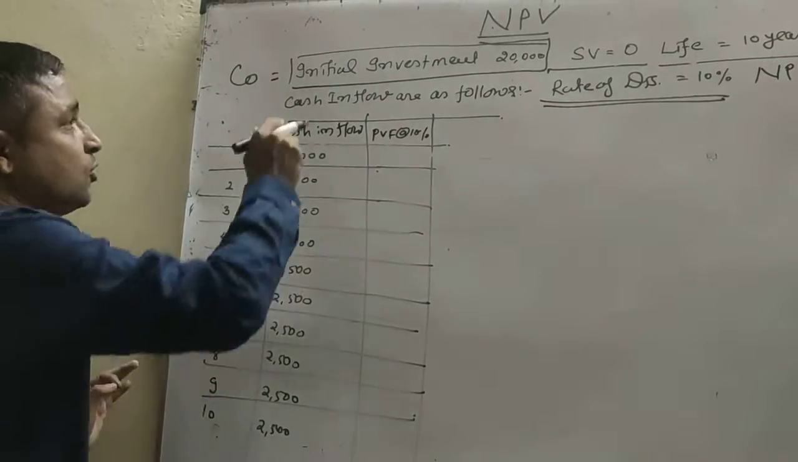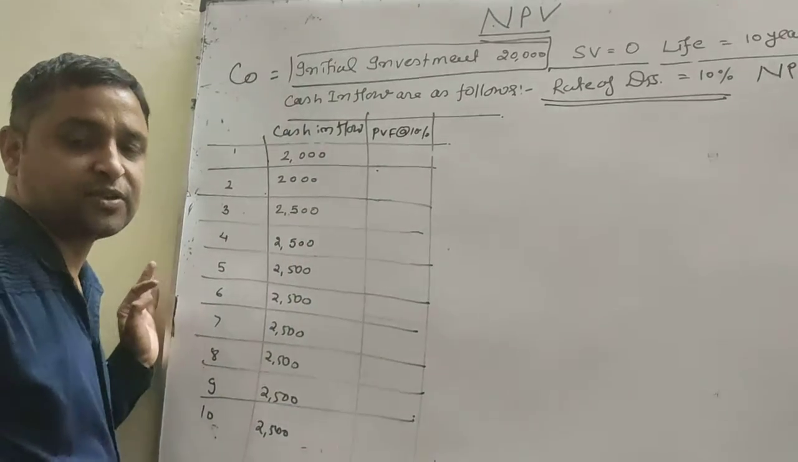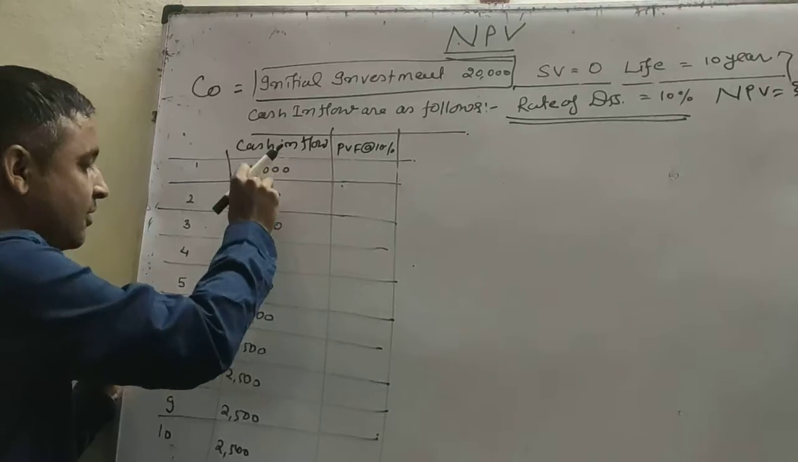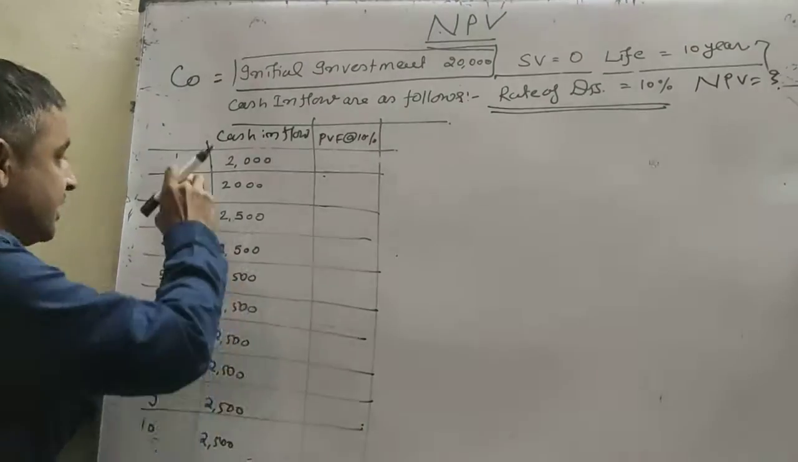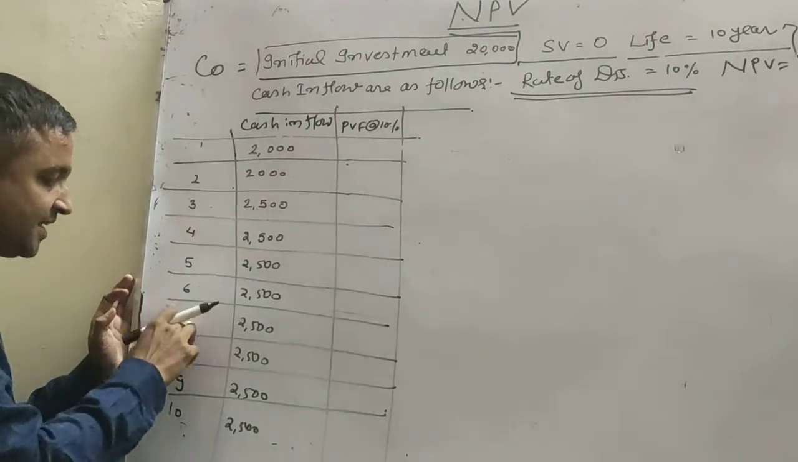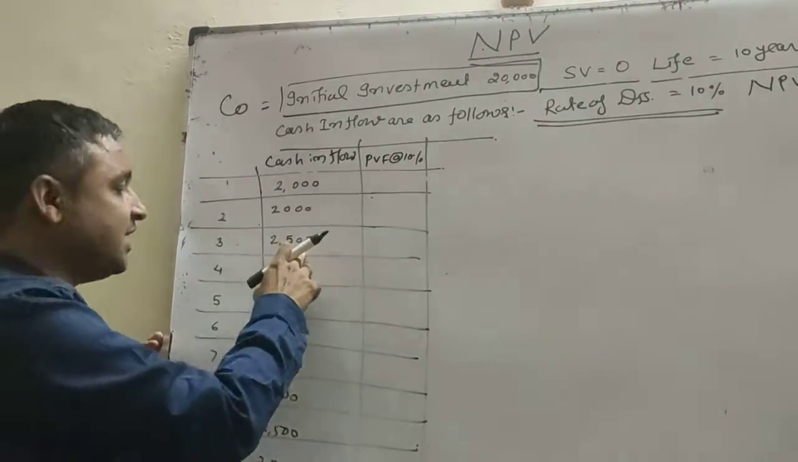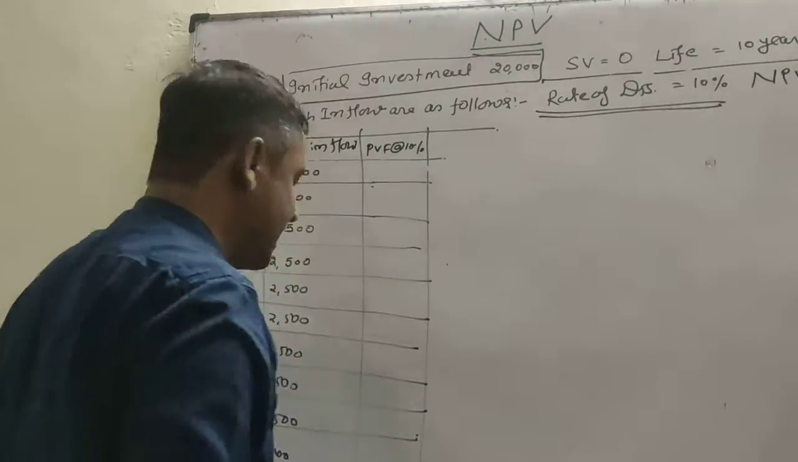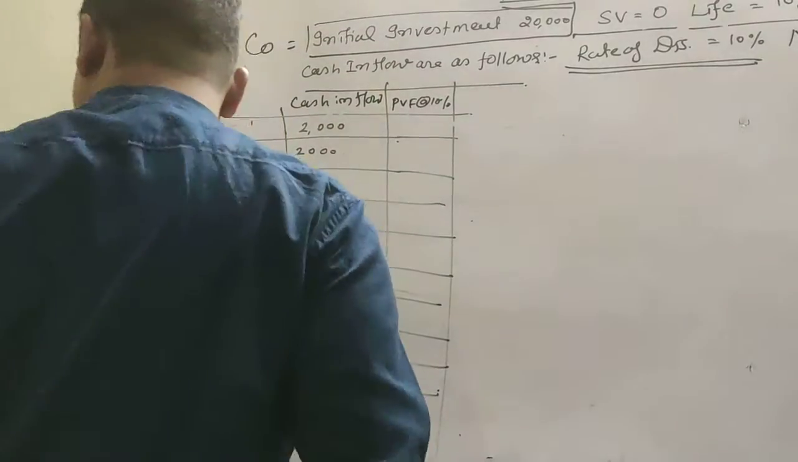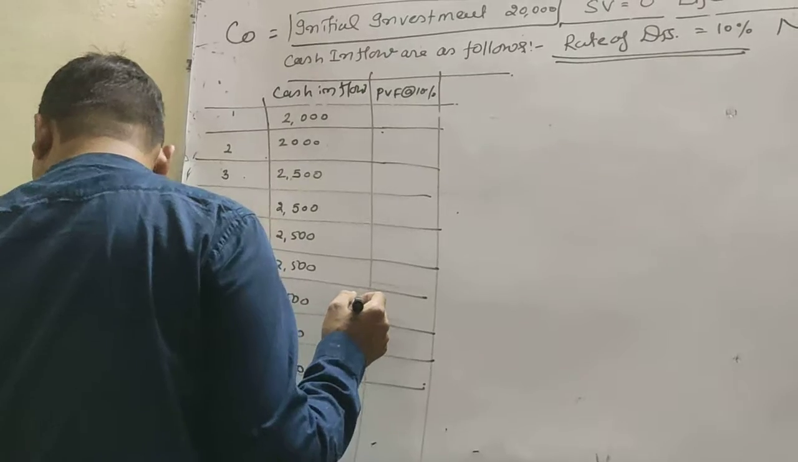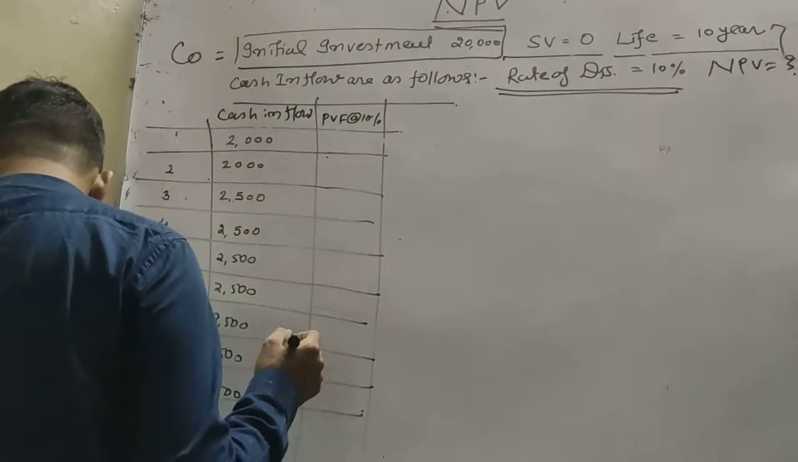First of all, we know that cash outflow is 20,000 rupees. I have noted down the values of cash inflow in the first, second, third, fourth, fifth, sixth, 7, 8, 9, 10 years. That is 2,000, 2,000, then 2,500, 2,500 and till the 10th year 2,500. Now we will find out the value of the PVF factor at the rate of 10%.